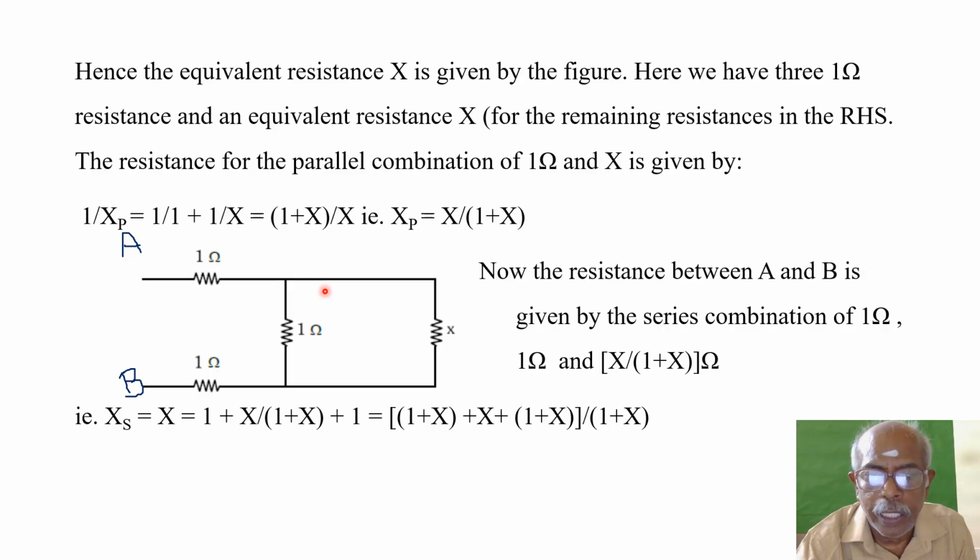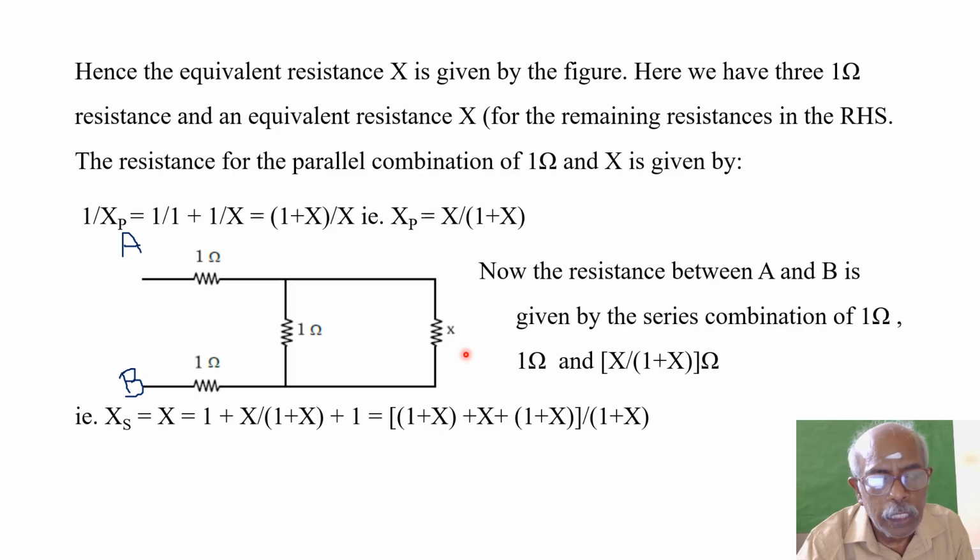Let us find it. Here we have three 1 ohm resistances, 1, 2, 3, and an equivalent resistance X for the resistances inside the red box in the previous slide. Now let us find the equivalent for the parallel combination of 1 ohm and X. What is the formula for parallel combination? 1 by Rp is equal to 1 by R1 plus 1 by R2. So here 1 by Xp is equal to 1 by 1 plus 1 by X.